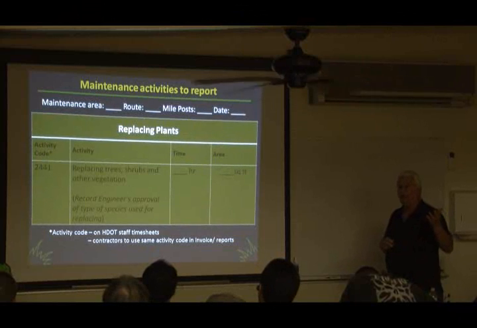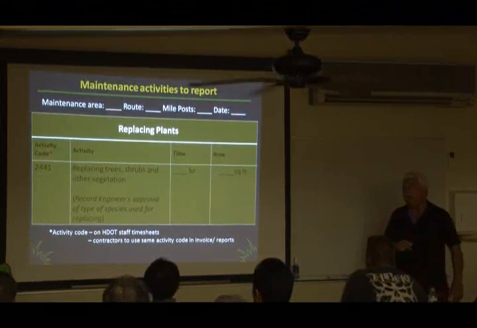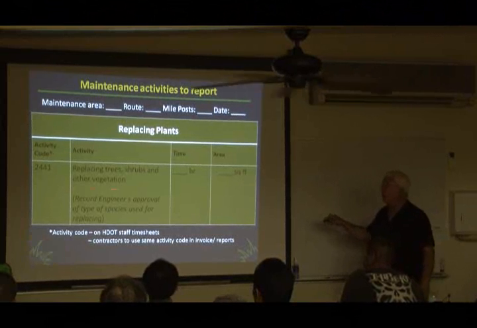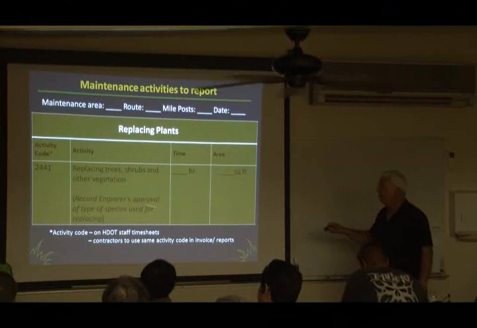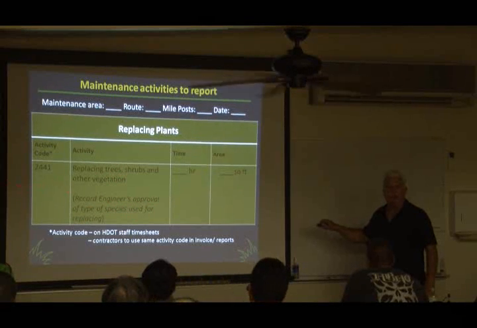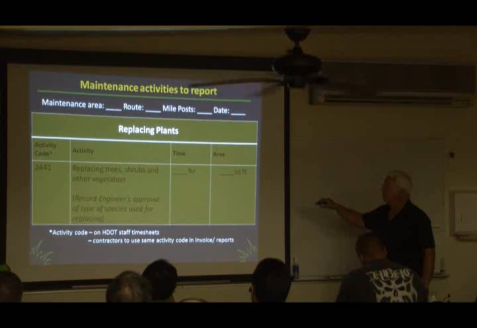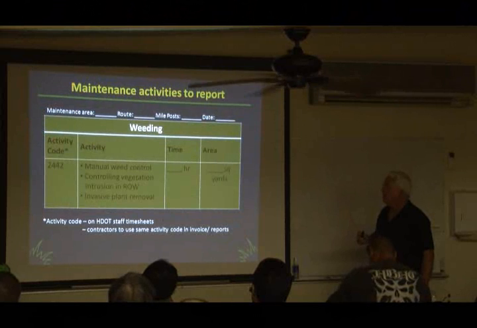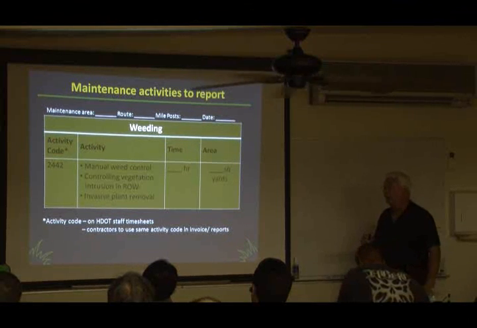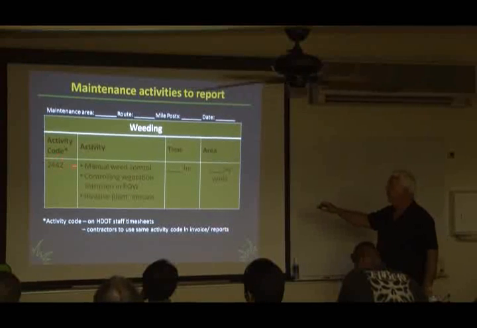Replacing plants. I know here again, this isn't a common thing. Sometimes plants do need to be replaced, and there's a form for that. The engineer's approval for the types and species is required. We talked about selecting from the nursery and so forth. So there's an activity code also for that. Weeding, either hand weeding, spraying, whatever the activities. Again, 2442 activity code there on the forms.